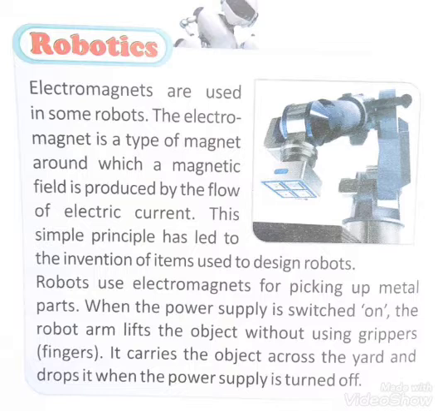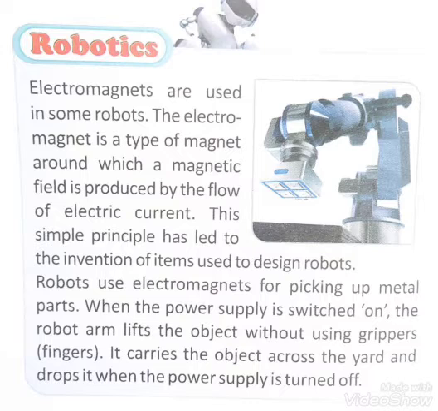The electromagnet is a type of magnet around which a magnetic field is produced by the flow of electric current. As we have discussed, when we make a magnet using electricity, electric current, then it is known as an electromagnet. And these are a type of magnet around which a magnetic field is produced by the flow of electric current. So when we produce a magnetic field by the flow of electric current, then electromagnets are formed.